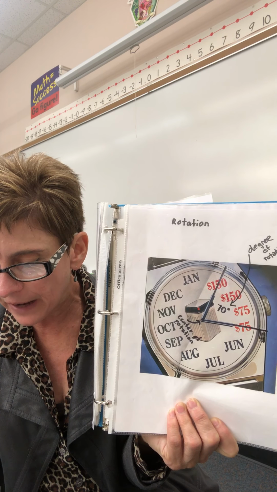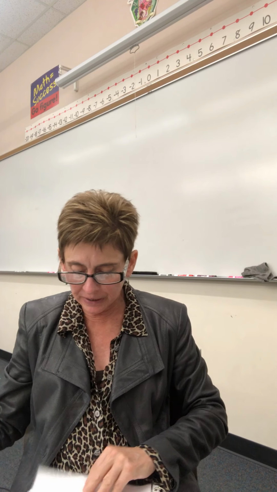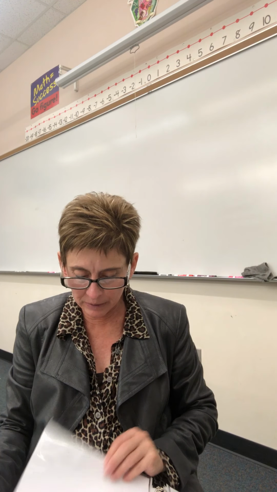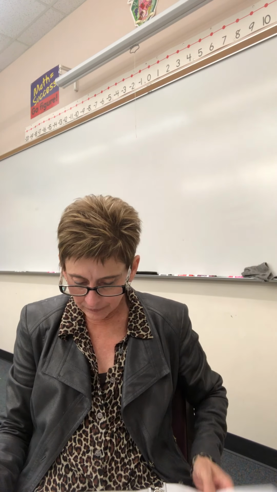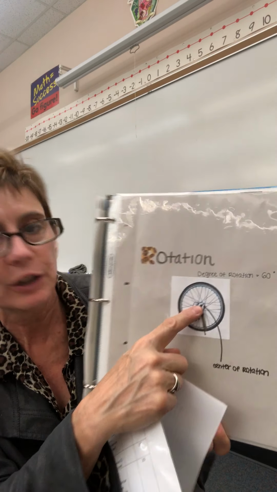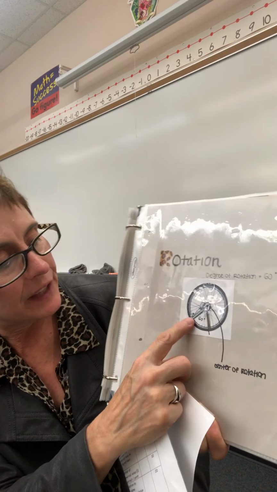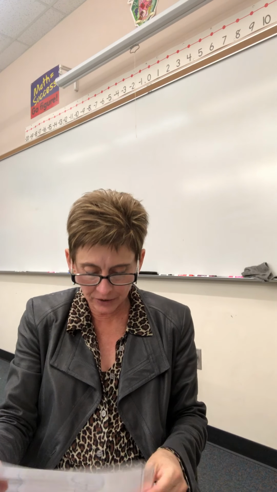Indicate the numerical value and use a degree symbol. If the lettering's not neat, subtract 1 point. All this information is written out for you. Again, I'm just doing the video in case you want a little bit more explanation. Here's an example of a bicycle wheel rotation. So it shows the center of rotation in the middle. They've measured 60 degrees and they've labeled their page neatly. That would be full credit for rotation.